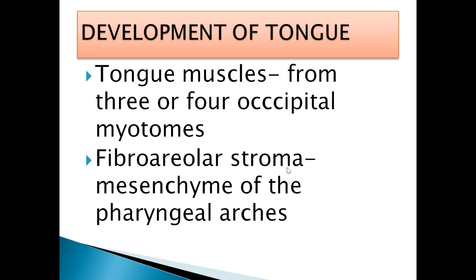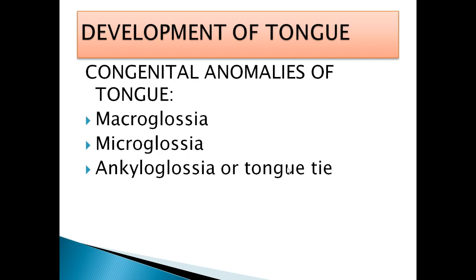So this completes the development of the tongue under three headings: development of the mucous membrane, development of the tongue muscles, development of the fibroareolar stroma. Now we will see few congenital abnormalities of the development of the tongue: macroglossia, microglossia. I think macro and micro terms themselves explain the abnormalities of the tongue.